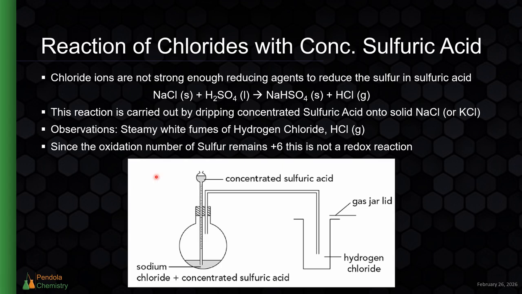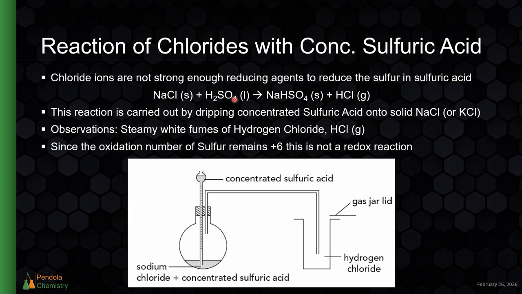First is a reaction of the chlorides, like sodium chloride or potassium chloride, with concentrated sulfuric acid. Chloride ions are, like we just said, not the strongest reducing agents, so they're not able to reduce the sulfur in sulfuric acid. Chloride ions have the smallest radius and the least energy levels, and so they're not very strong reducing agents, which means that they cannot reduce the sulfur.